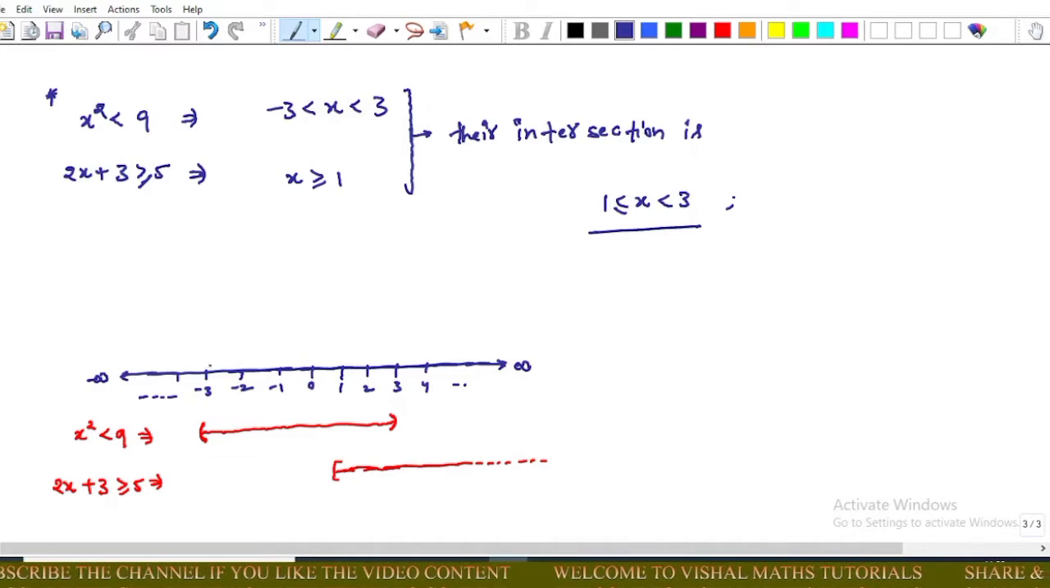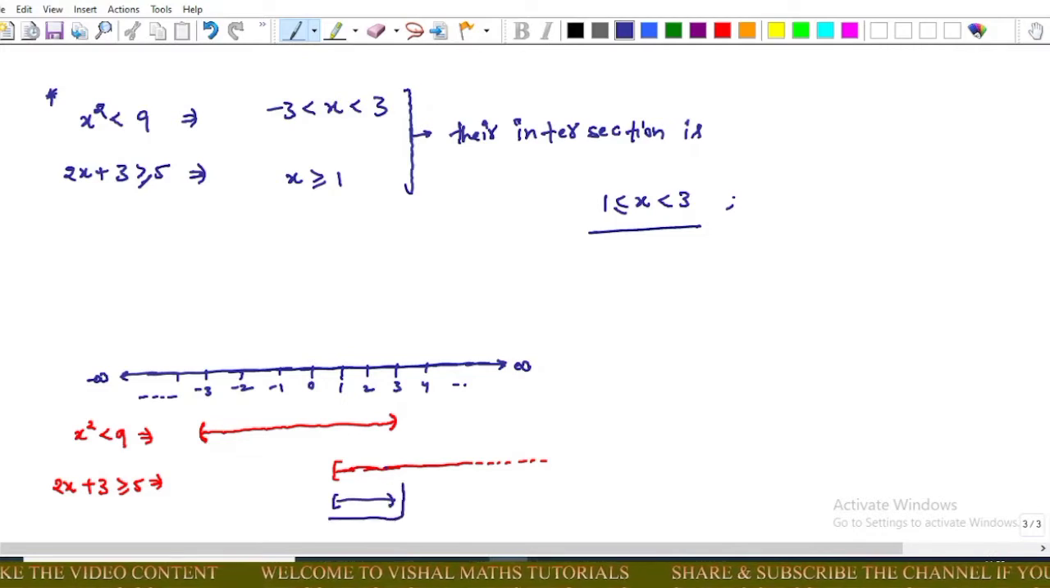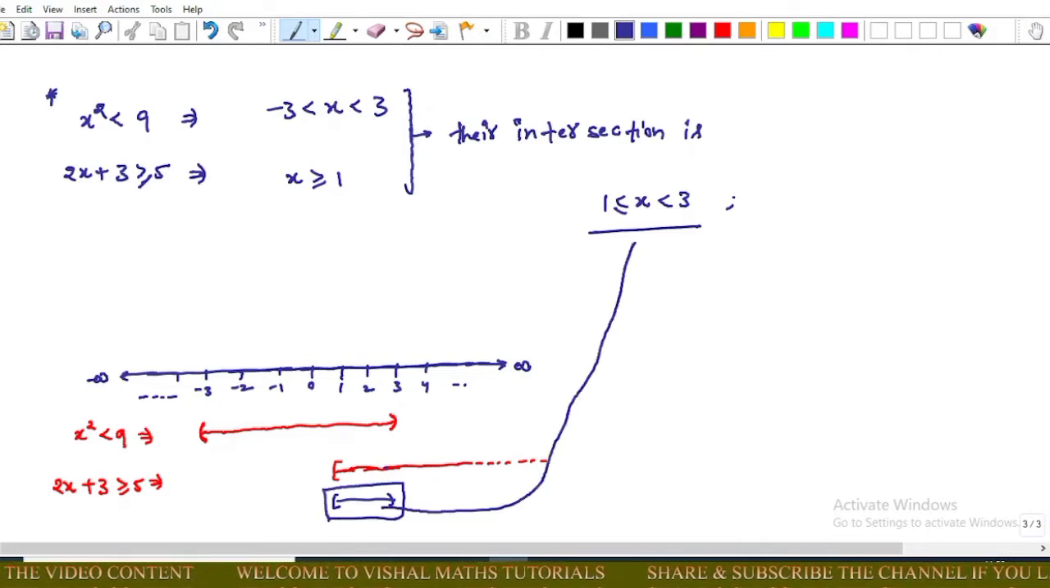We also notice this using a graph. On this real line, for x square less than 9, the region is the open interval minus 3 to 3, and for 2x plus 3 greater than or equal to 5, the region is x greater than or equal to 1. Now their common intersection is this. This is our solution. This implies that 1 less than or equal to x less than 3.